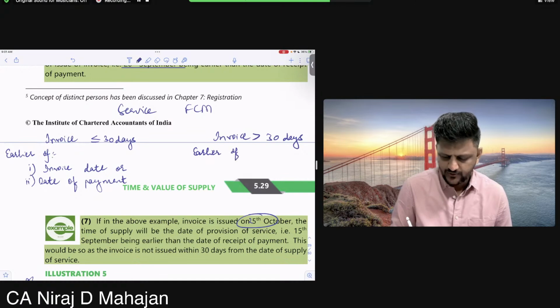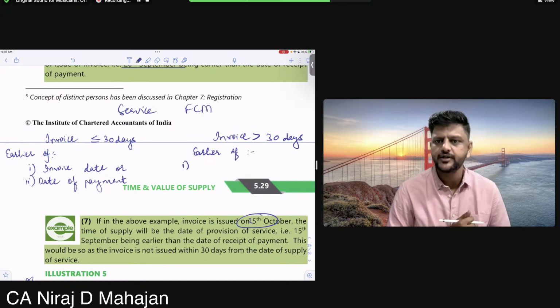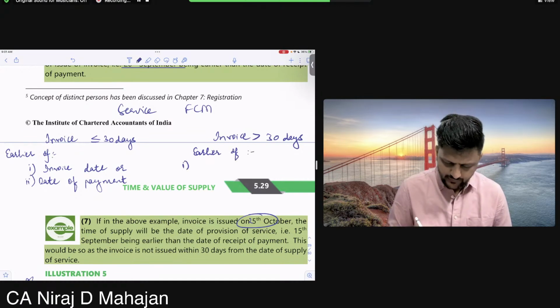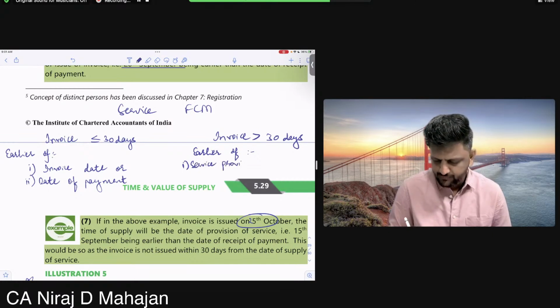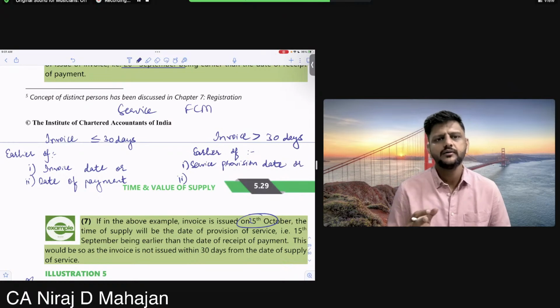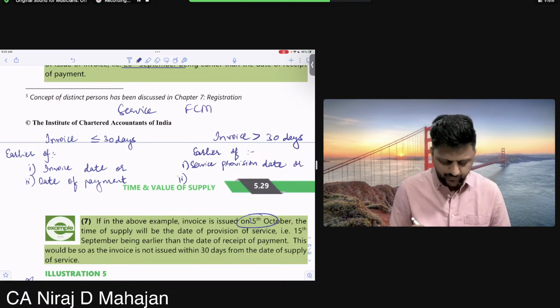What is changing? Only one figure you are changing. One date is changing. Service provision date. My second point is same or no? Which one? Write down this. Date of payment. Date of receipt of payment.